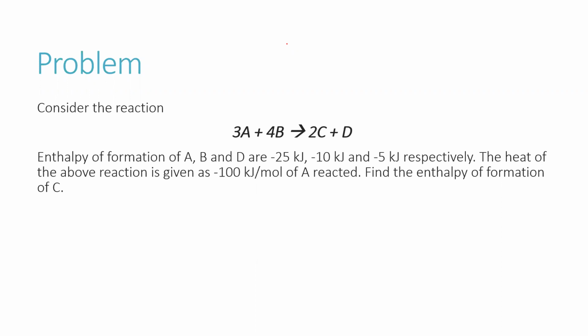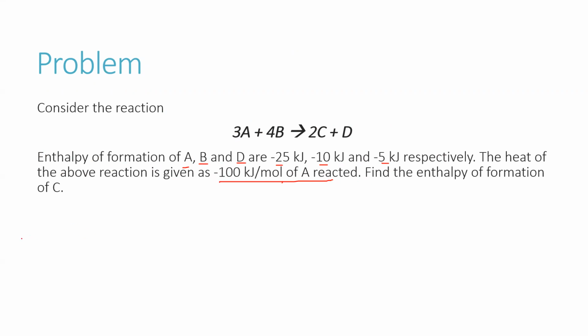Let's solve this problem before we proceed with our video. Consider the reaction 3A plus 4B gives 2C plus D. Enthalpy of formation of A, B and D are given to be minus 25, minus 10 and minus 5 kilojoules respectively. And the heat of the above reaction is given to be minus 100 kilojoule per mole of A reactant. Find the enthalpy of formation of C.